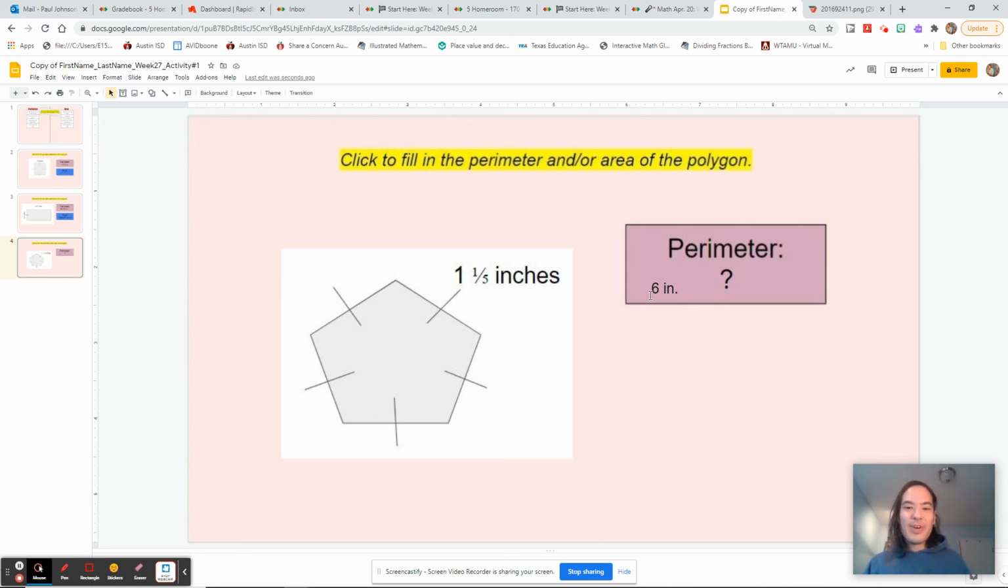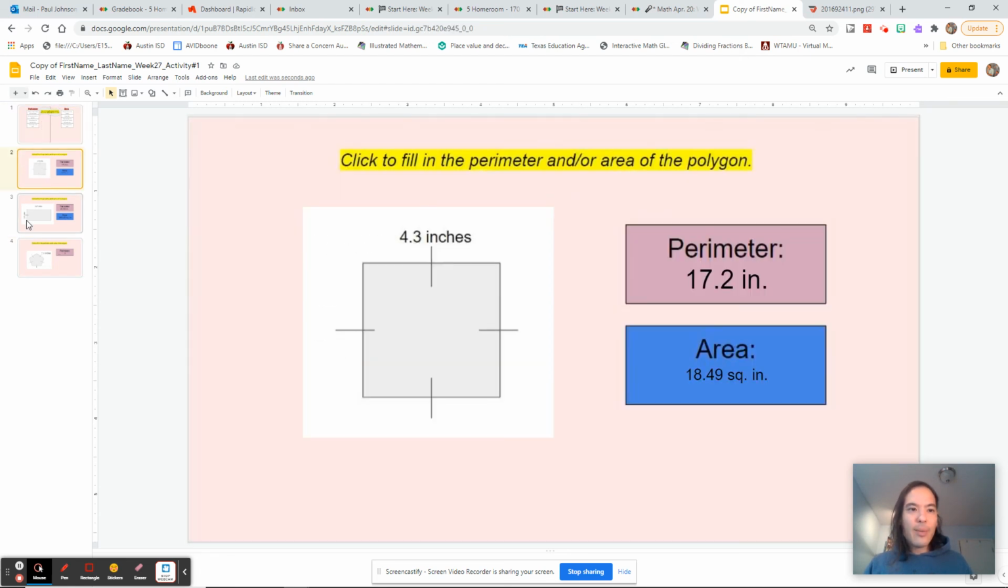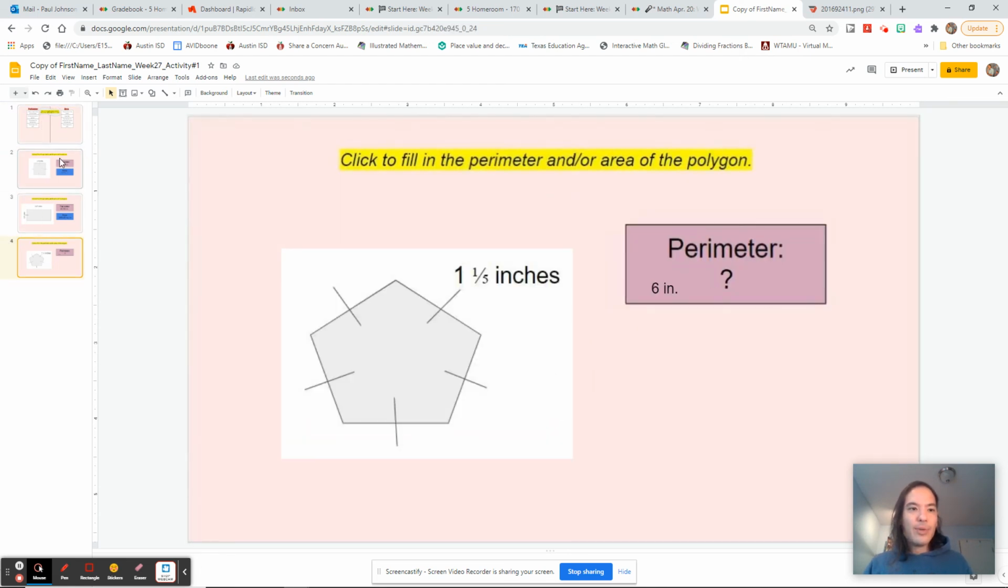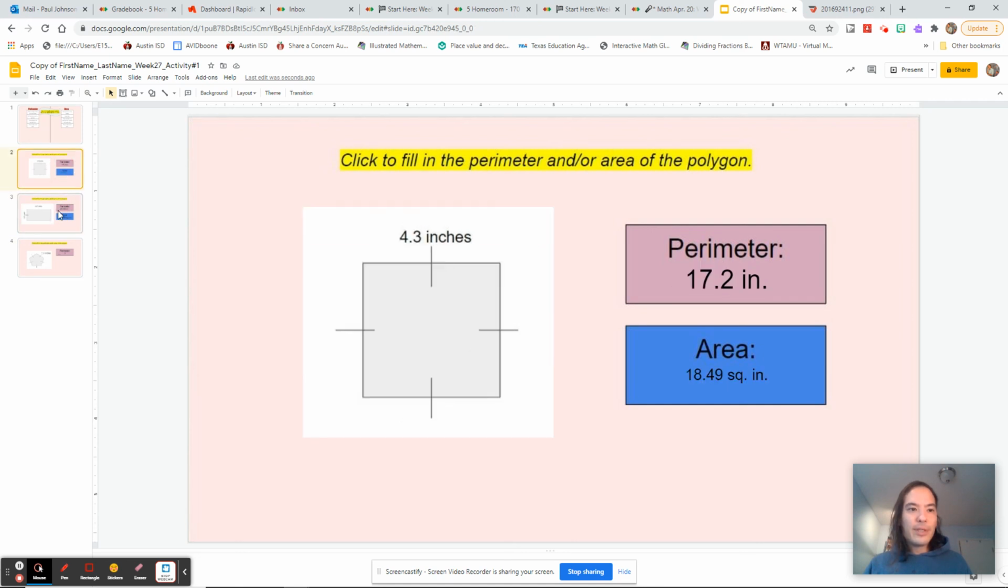All right. So, our perimeter on this one is 6 inches because we had 5 sides of 1 and 1/5 inches. 1 plus 1 plus 1 plus 1 plus 1 is 5. 1/5 plus 1/5 plus 1/5 plus 1/5 plus 1/5 is 5/5, which is 1. So 5 plus 1 is 6. All right, you made it. So 4 pages, 2 of them you used your formulas.